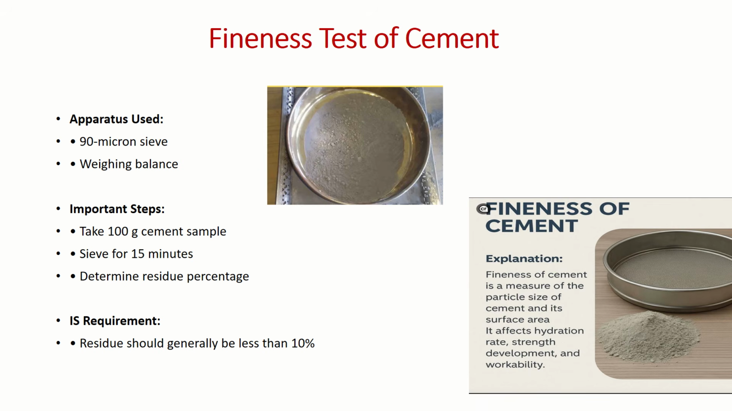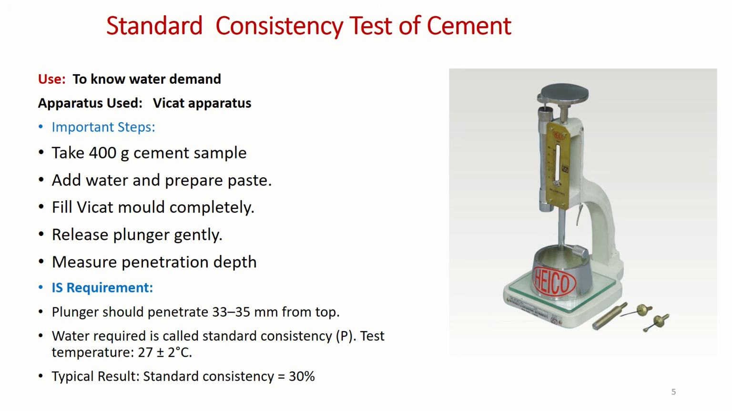Now the second test, we are going to discuss the standard consistency test of cement. This test is normally conducted to know the water demand, exactly what amount of water is to be added to the cement to make a good paste, so that the paste prepared is very consistent. To test this, we are using the Vicat apparatus, with a plunger of 10 mm diameter and 50 mm length. That should penetrate 33 to 35 mm from the top or 5 to 7 mm from the bottom.